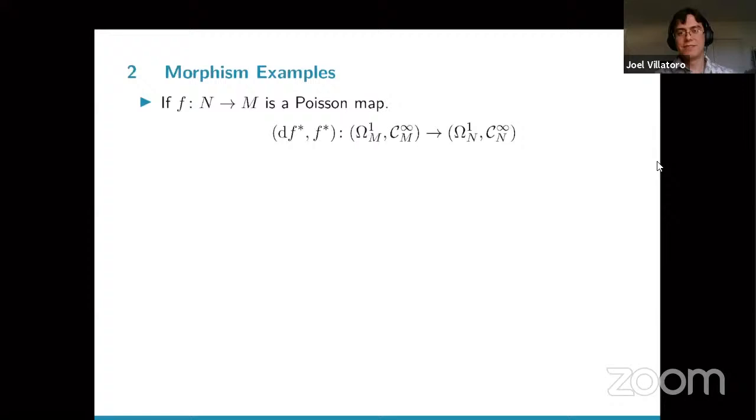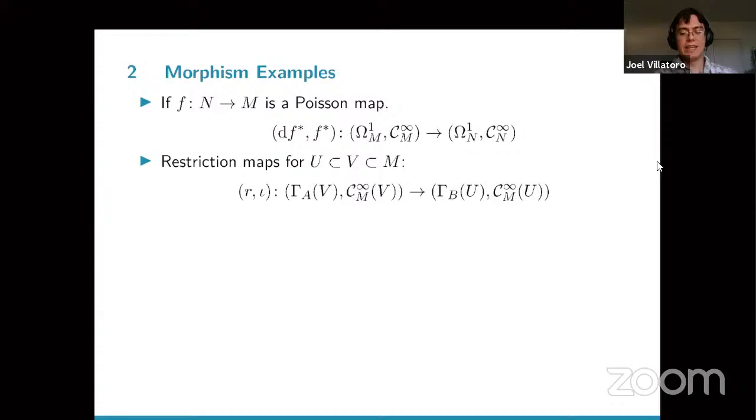Suppose you have a Poisson map, right? So this is very relevant to this conference. If you have a Poisson map, if you take as your ring homomorphism the pullback map for your smooth map, and as your algebra homomorphism the pullback of one forms along differentials, then what you will get here is a morphism of Lie-Reinhart pairs exactly in this way. Here's another example. If you have a Lie algebroid, we can take sections to come up with Lie-Reinhart pairs associated to open sets. And if we look at the restriction from one larger open set to a smaller open set, this is also a morphism of Lie-Reinhart pairs. So the restriction maps.